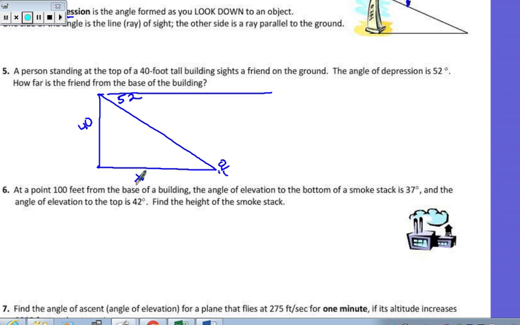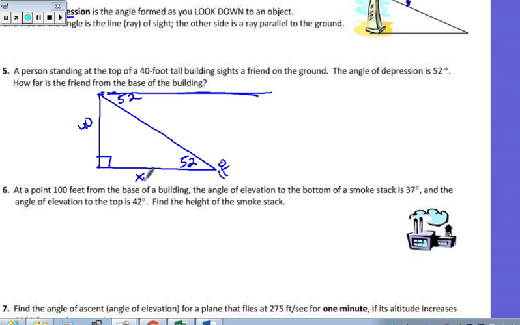Okay, so I got my right triangle here, so that's going to make the hypotenuse sitting over here. What we're looking for is the distance here. What I have is the angle of depression, which is not inside the triangle we're looking for, but what we got are two parallel lines being cut by a transversal, causing these to be alternate interior angles, which are congruent. So I'm going to use this 52-degree angle here.